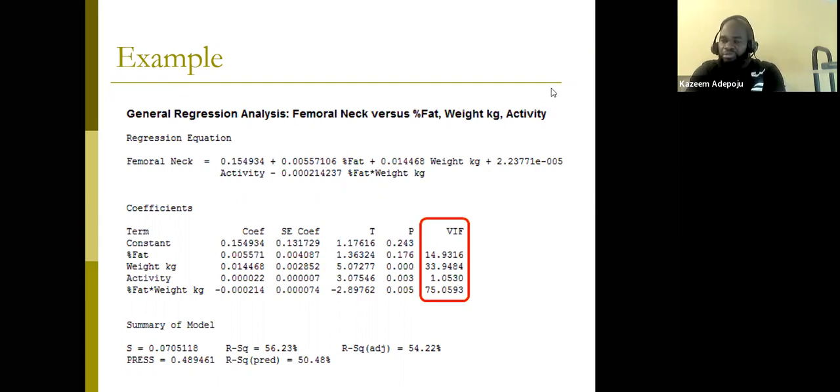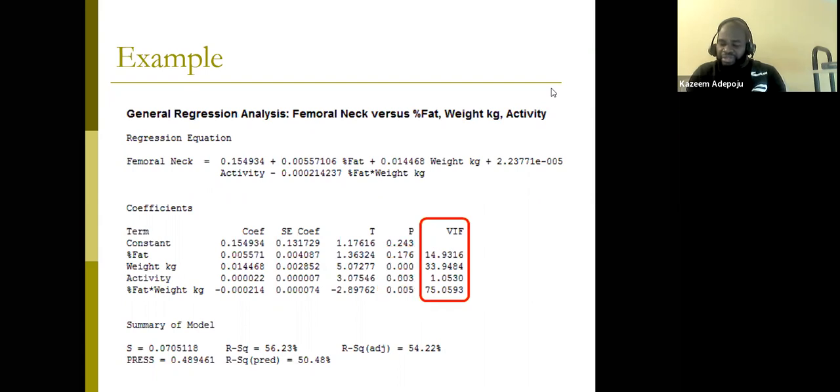I ran a regression, I got the output, and I tried to get the VIF. Can you guys see the VIF right now? Let me interpret what is happening here. Weight is significant. Activity is significant. The interaction between fat and weight is significant. But there's something I wanted you to see: the interaction between fat and weight is significant, but fat itself is not significant.